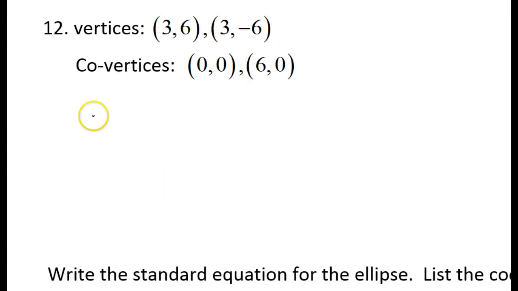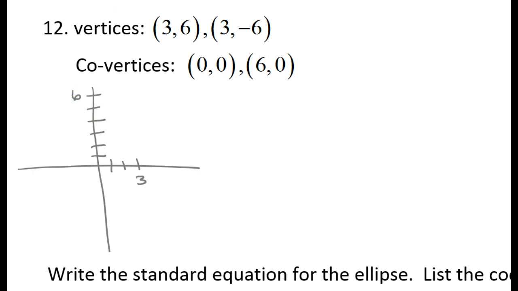All right, let's do that again. Start off with a nice diagram. The vertices are 3, comma, 6. All right, so there's a vertex. And 3, comma, -6.